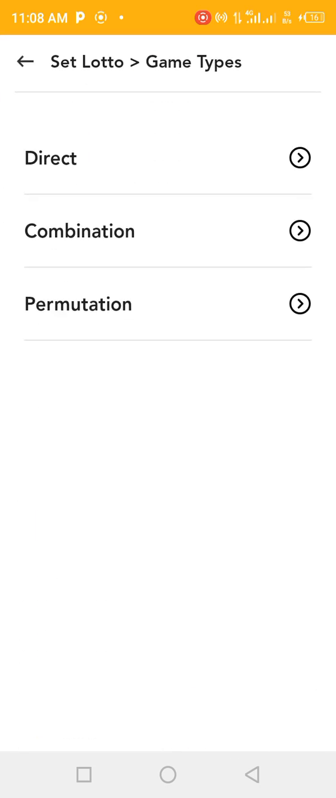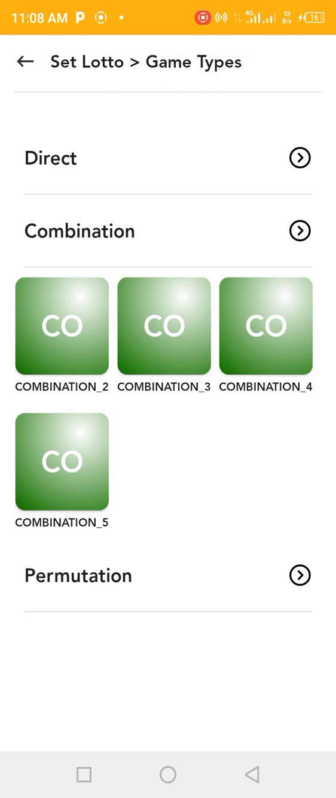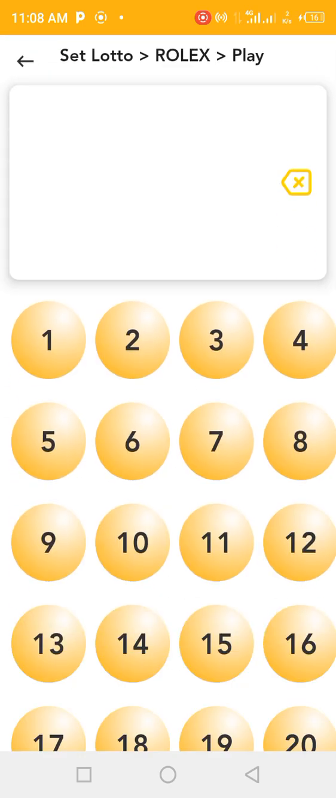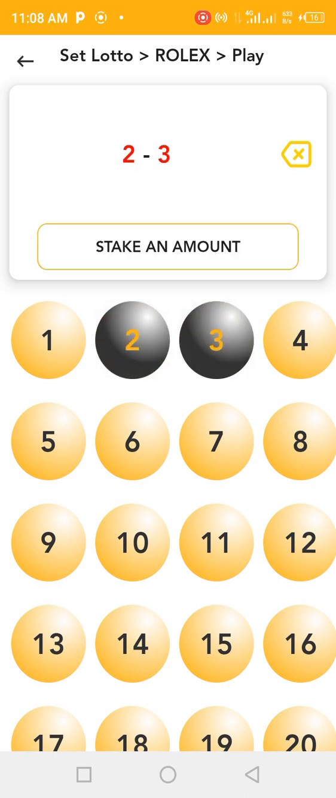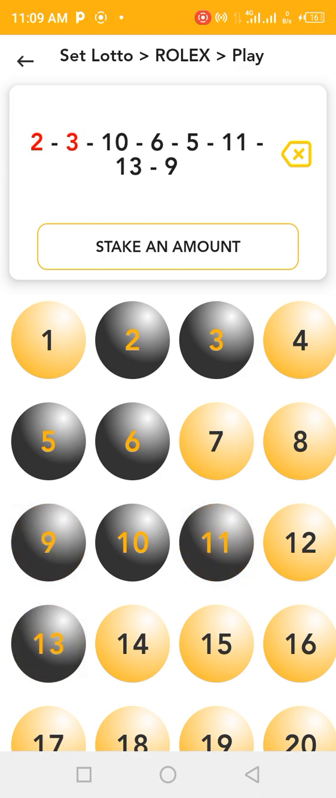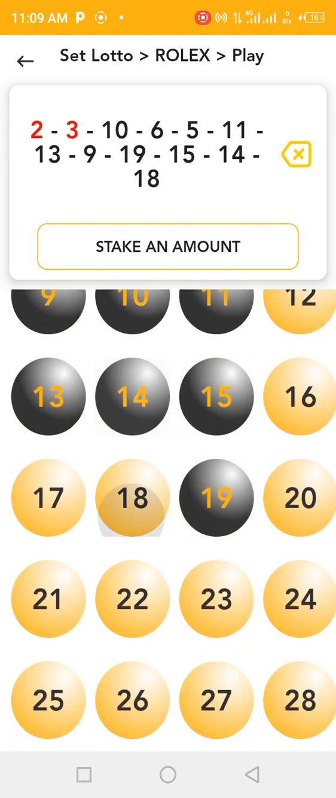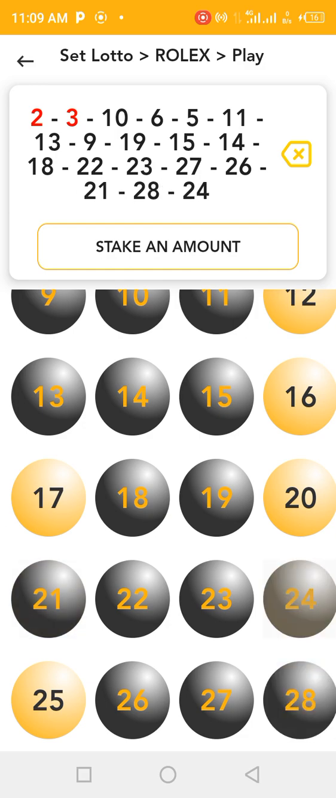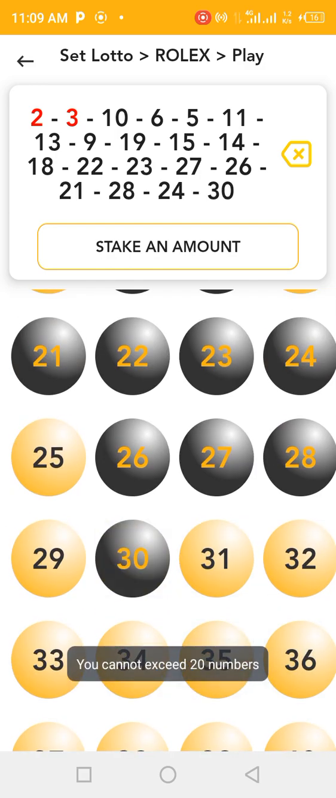Supposing I'm picking another, let's say combination. If you are playing combination three, meaning you have two sure numbers, which should be in red. See, I'm playing combination three now. You are telling the machine that your two numbers are sure, plus any other numbers that you are going to carry to join them. Okay, and then once you are done selecting those numbers, as many as possible, then you stake. That's combination three now.